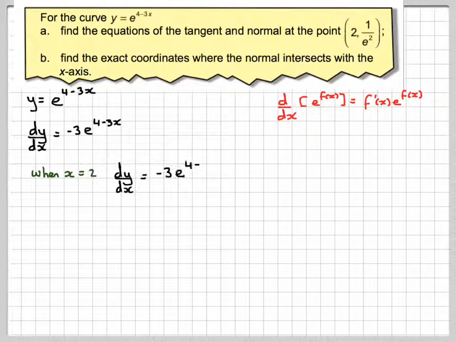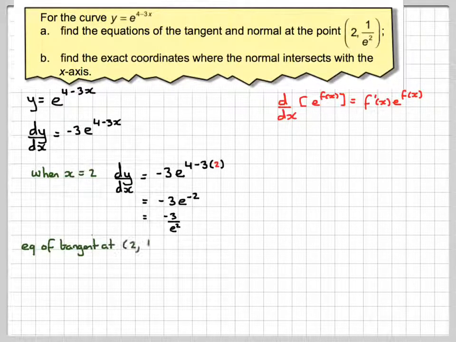When x is equal to 2, dy by dx will be equal to minus 3e to the 4 minus 3 times 2, which is going to give me minus 2 on the top here, so it's going to be minus 3e to the minus 2, which I can write as minus 3 over e squared. So this is the gradient of the tangent at that particular point where x is equal to 2.